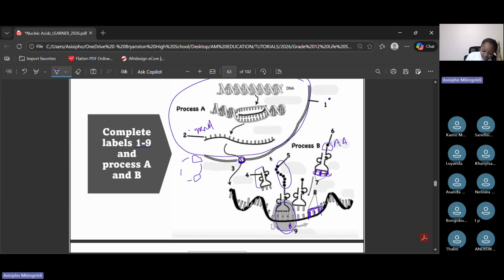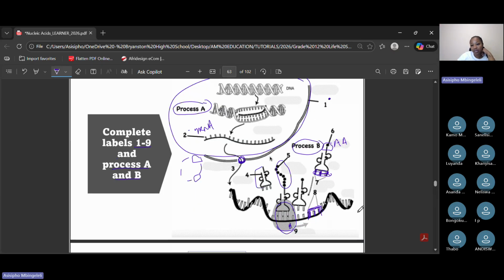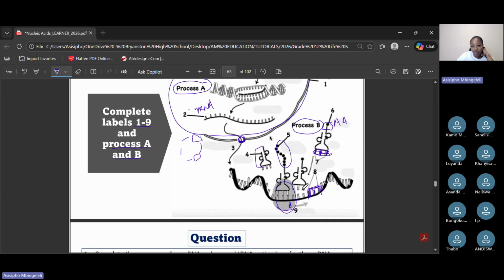Then we give the names of process A and process B. There is process A and there is process B. Can someone name process A, please? Transcription. Process A is transcription. Thank you. And then process B. Translation. Thank you so much.